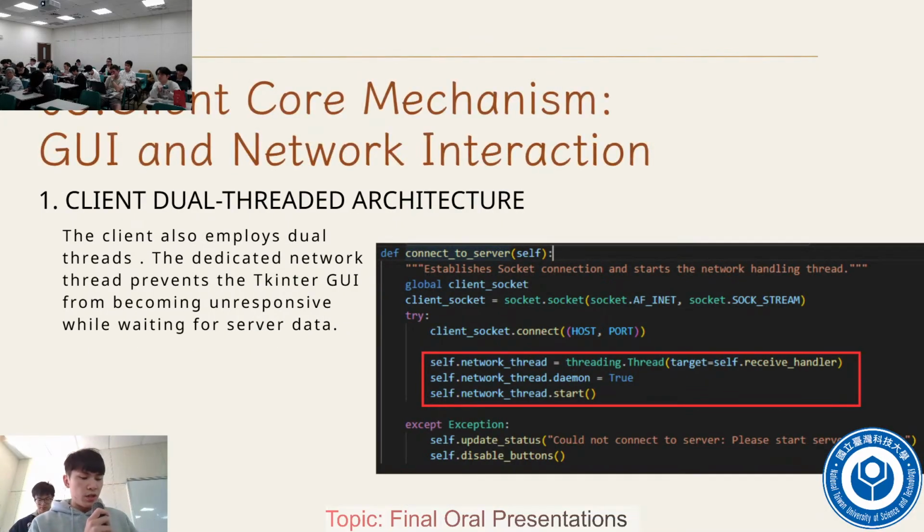Okay, now let's look at the client side. The key idea here is the UI must stay responsive. We use two threads. The main thread runs the Tkinter GUI, and the background thread listens for messages from the server. When data arrives, the background thread uses Tkinter's after method to pass updates back to the main thread. This prevents the UI from freezing while waiting for network data.